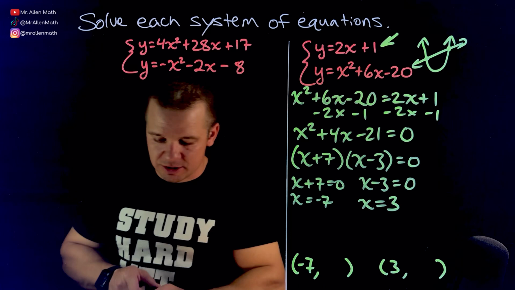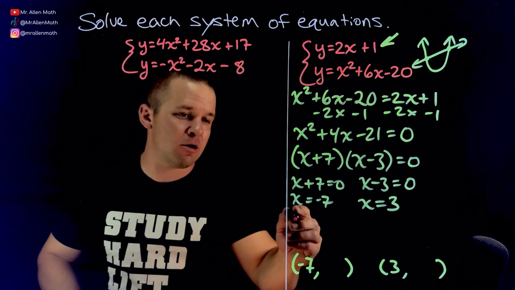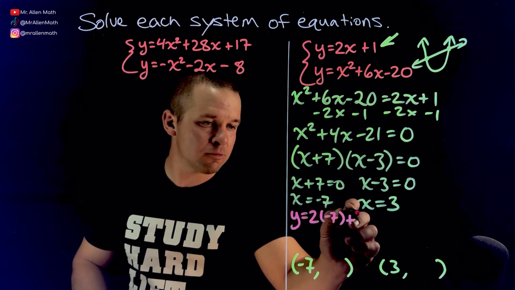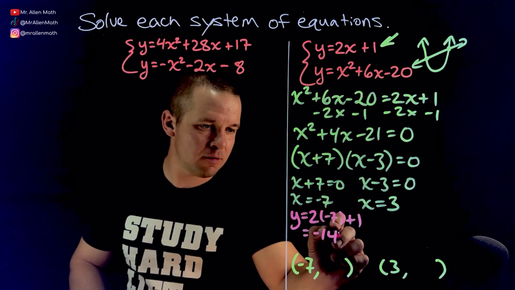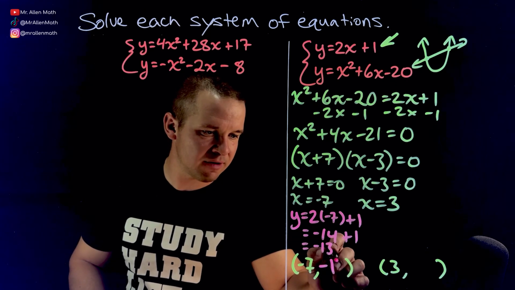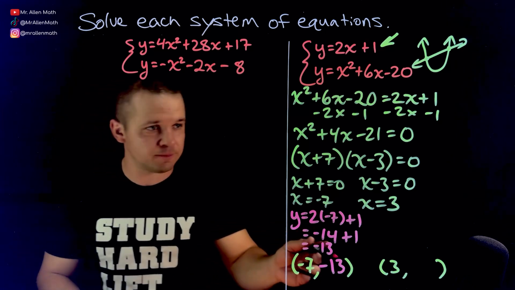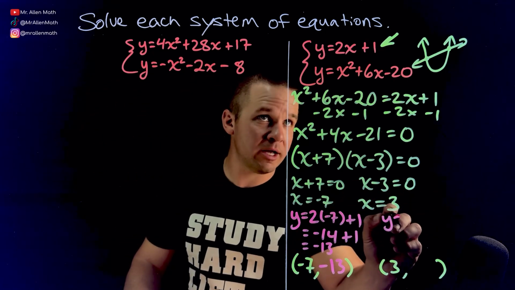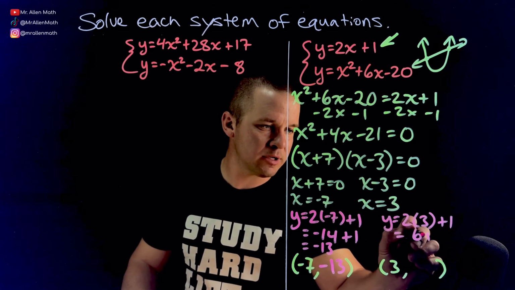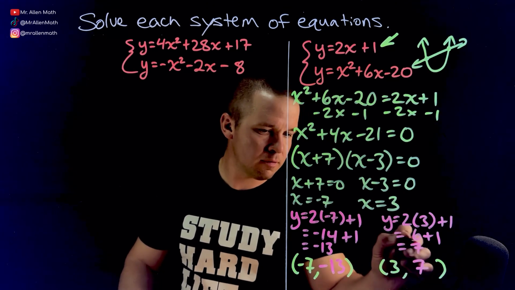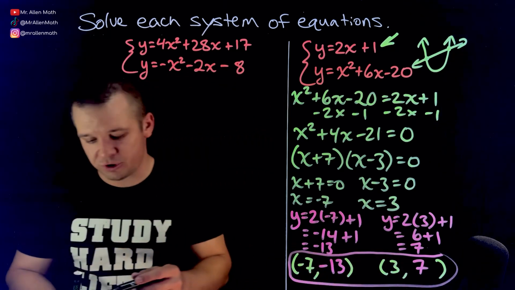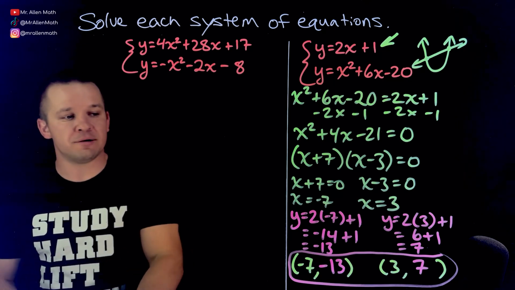All right, so I'm going to substitute back in. I'll do that in a different color here. We have y equals 2 times negative 7 plus 1, so that's negative 14 plus 1, which is negative 13. So this one is negative 7, negative 13 for an answer. And then for 3, I've got y equals 2 times 3 plus 1. So that's 6 plus 1, which is 7. Boom. These are my two solutions. Cool? Ordered pairs. Got to be ordered pairs.